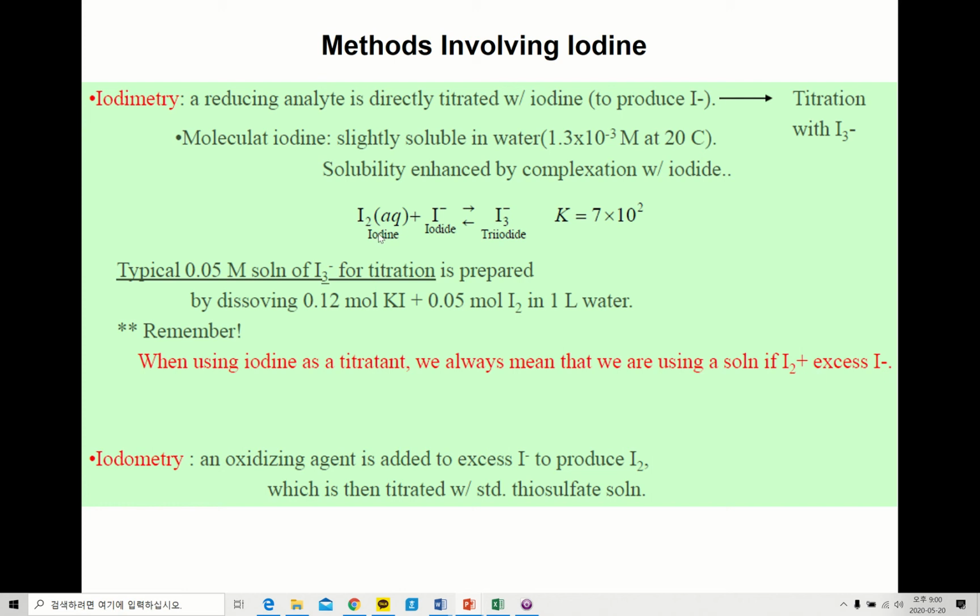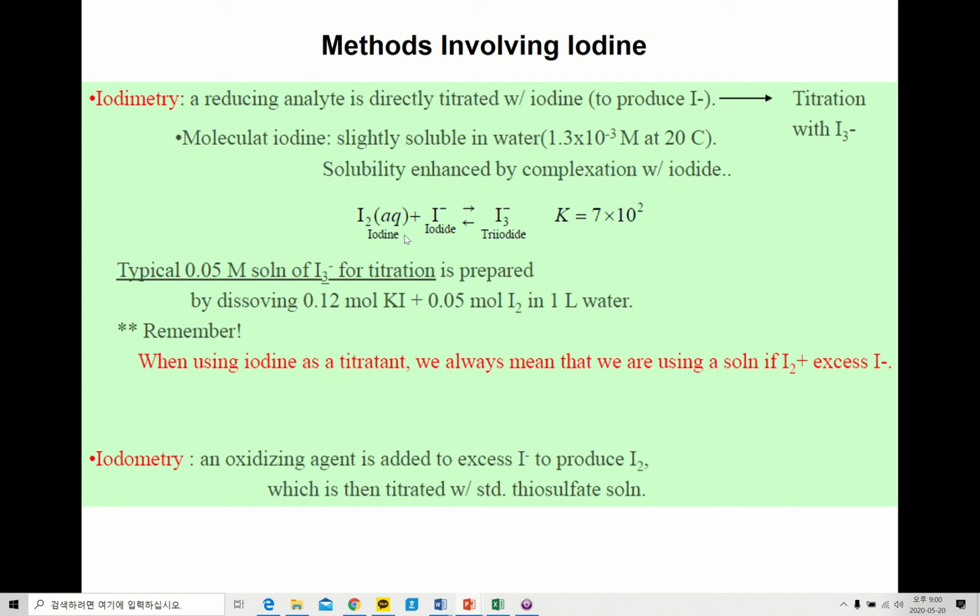solid. It is not very soluble in water. The solubility is 1.3 times 10 to the minus 3 molar at 20 degrees C. Yeah, 1.3 millimolar, right? That's too low. But fortunately, if you add iodide into iodine, the solubility increases quite a bit. So it becomes triiodide ion.